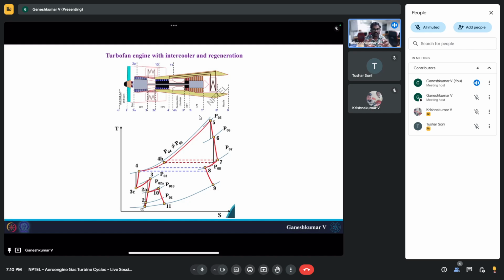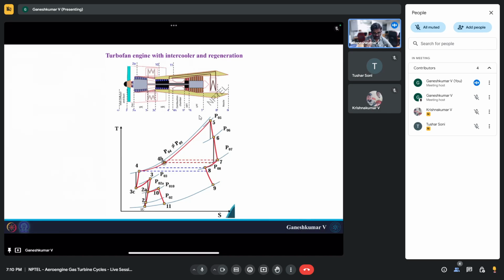So basically you are trying to heat the gases exiting the high pressure compressor without adding fuel, but getting some heat from the exhaust gas. That is what regeneration does. In this way you are minimizing the fuel consumption, and that is shown from 4 to 4H. Okay, that is the regeneration region. And while doing so, the exhaust gas also reduces in temperature, which you see in 7 to 8. Okay, we'll come to that.